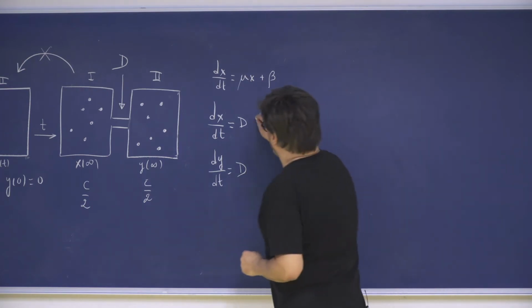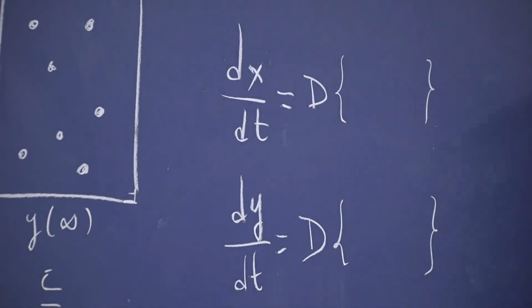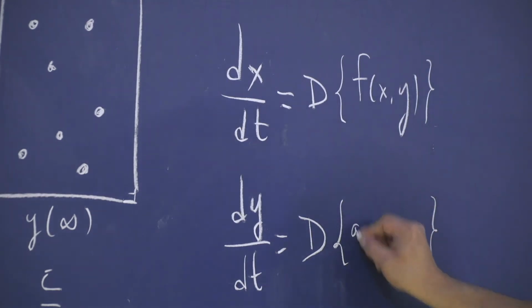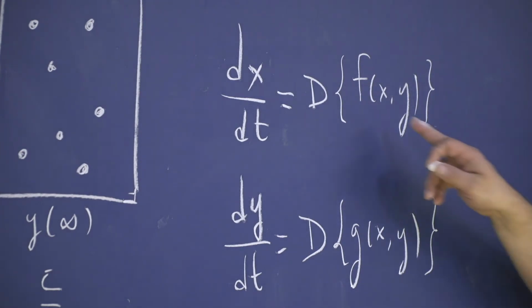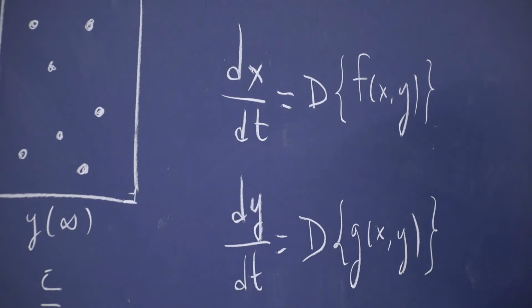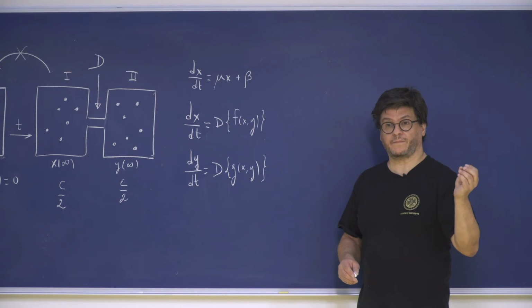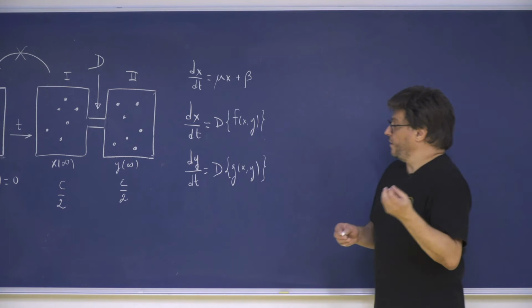Now the thing is, here, I need to put something that has to depend on x and y. Somehow, I don't know how, right? So in principle, that would be a function here and another function here, assuming something very general. Well, but this has to take into account two things. One is that there's a flow between the two compartments, okay? So it depends on the amounts of molecules, at least in each compartment.